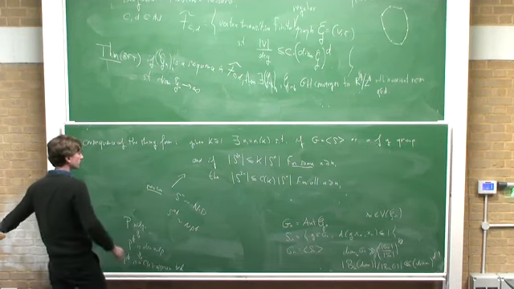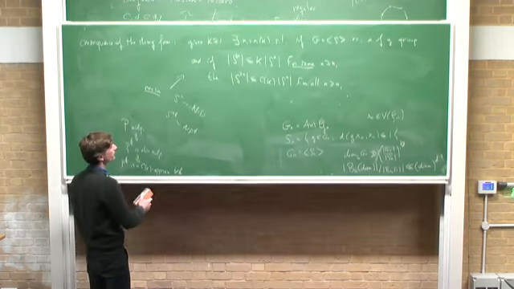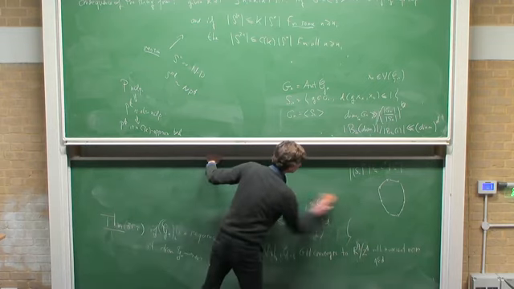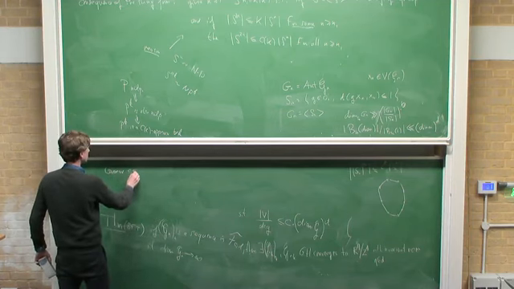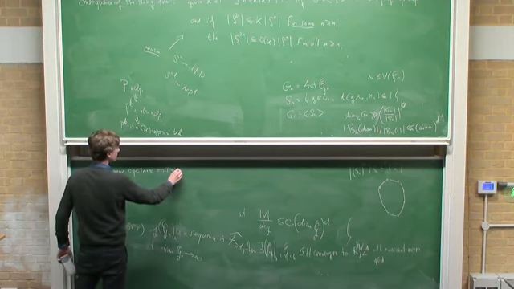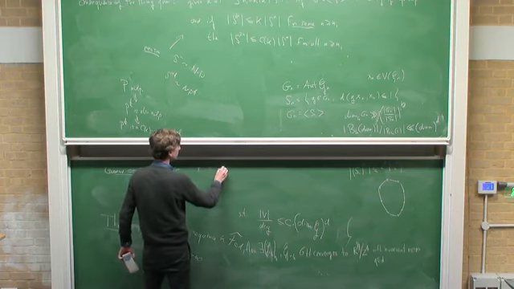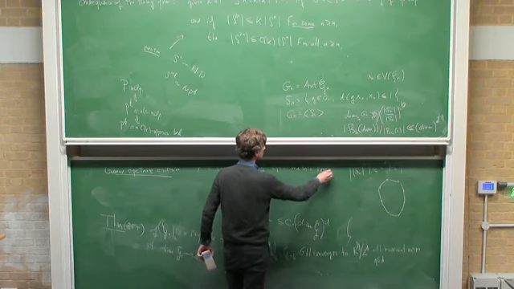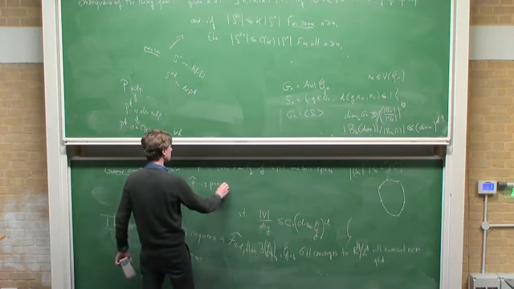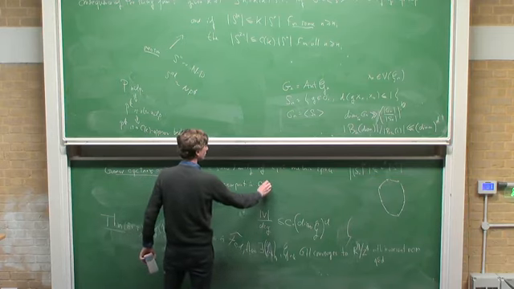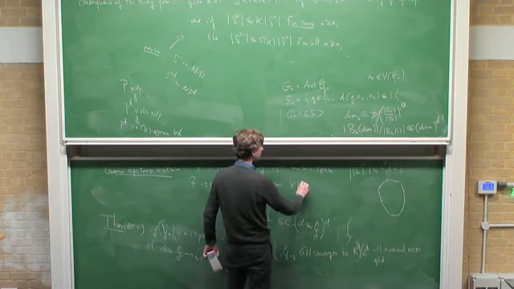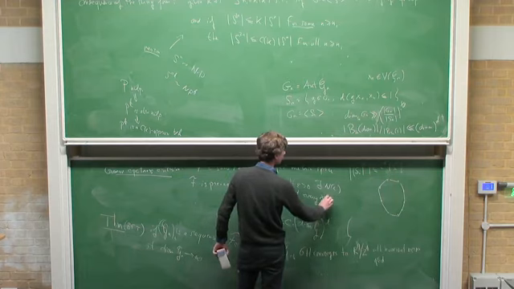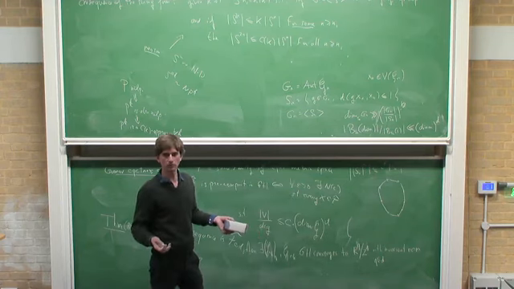Let me remind you of the Gromov compactness criterion. If you have some family F of compact metric spaces, then F is pre-compact in Gromov-Hausdorff topology if and only if you have this property: for every epsilon there exists some N of epsilon such that every metric space in the family can be covered by N of epsilon balls of radius epsilon.